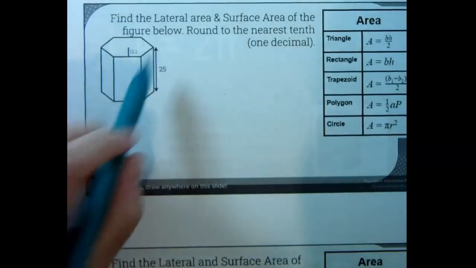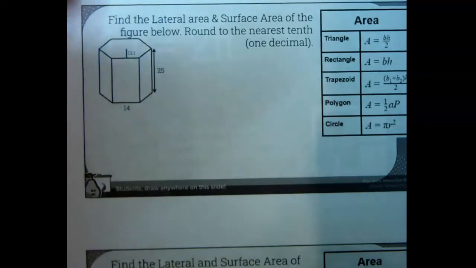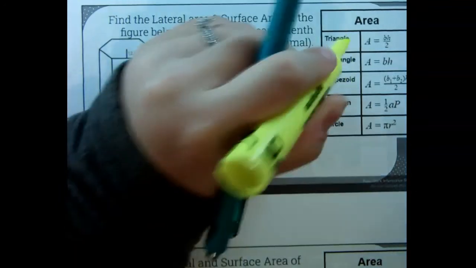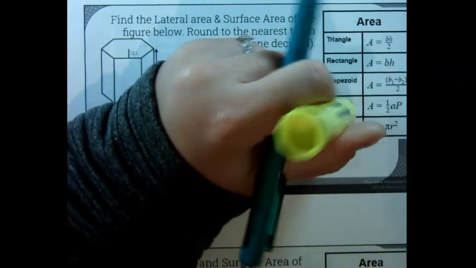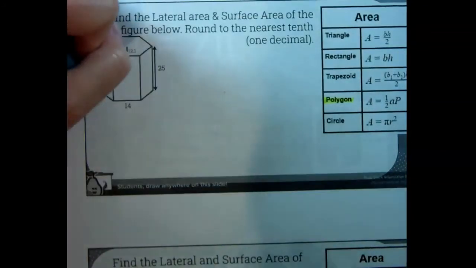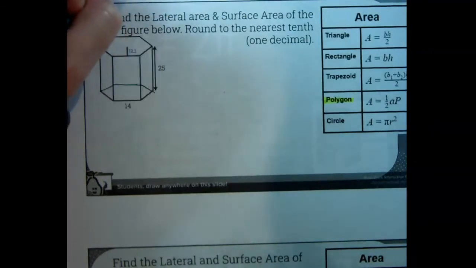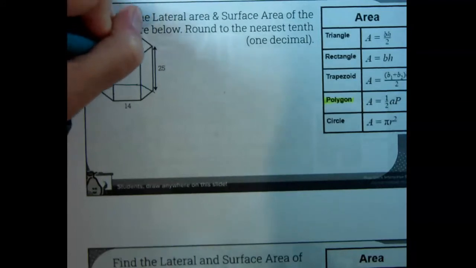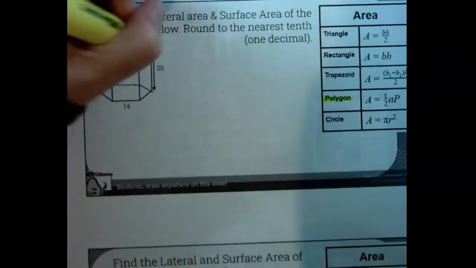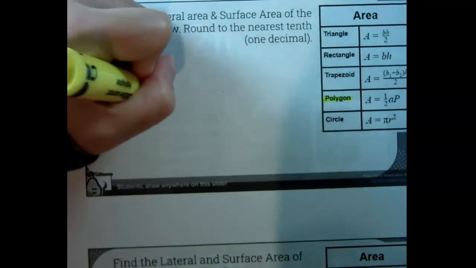So here we have a prism, and then on the top and bottom we have hexagons. So if we notice, it's not a triangle, it's not a rectangle, trapezoid, it is a regular polygon. So we will eventually be using this 1/2 AP formula. I'm going to go ahead and draw in, this won't be perfect, but it'll be okay. So dotted lines for the shape of the background of that, because it doesn't show it in this picture.